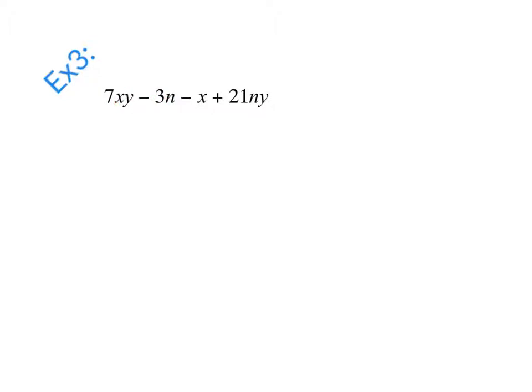So what I'm going to do with this problem is I'm going to rearrange it. And I'm going to rearrange it so that I have like n's and x's together. So what I'm going to do is switch these two. So I have 7xy minus x minus 3n plus 21ny.